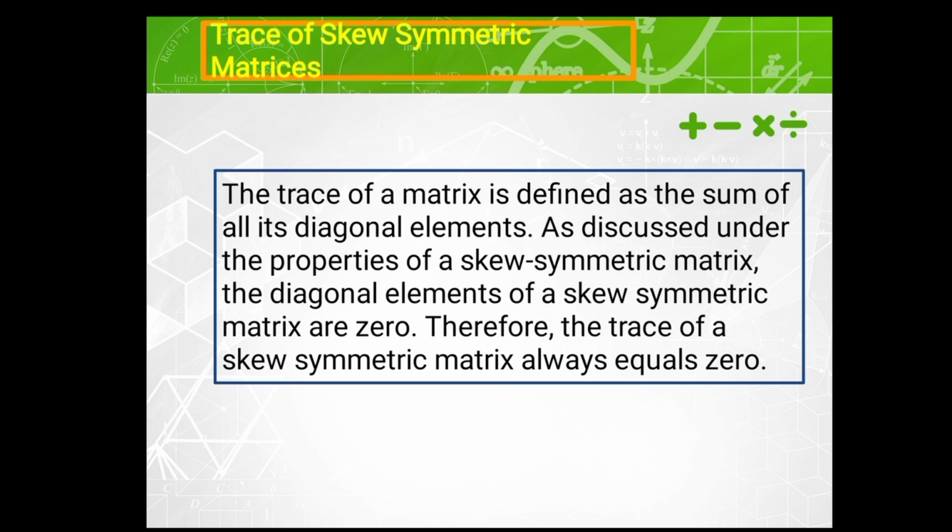For a real matrix to satisfy the condition of a skew symmetric matrix, its diagonal elements should be 0, as I discussed earlier, right? So if we add all the zeros, we will definitely get 0. The sum of zeros will be 0. From this we can conclude that the trace of a skew symmetric matrix will be 0.